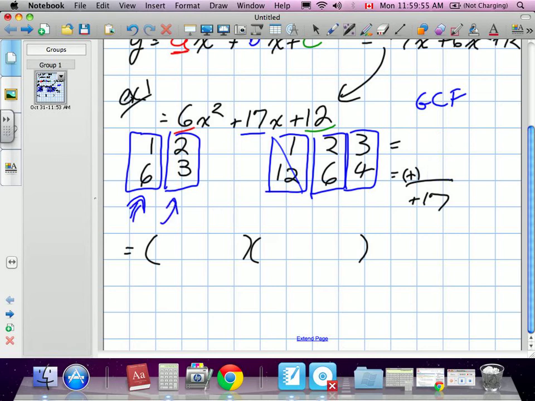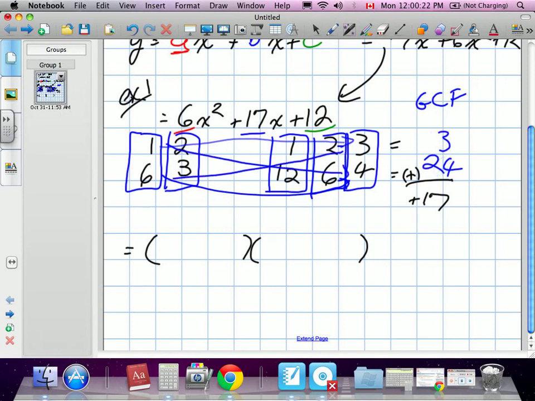Now we do 1 times 2 and 6 times 6. That's 2 and 36. Anything? No. 1 times 6 and 6 times 2. That's going to be 12 and 6. Does that work? No. And finally, 1 times 3 and 6 times 4. 3 and 24. No. 4 times 1, 6 times 3. 18 and 4. No. Even if they're negative, doesn't work.